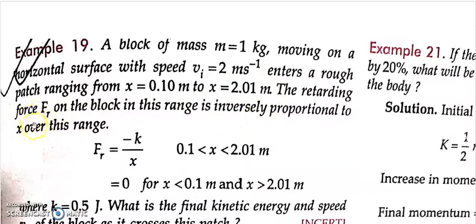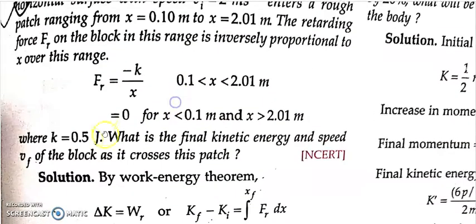The retarding force on the block in this patch is minus k by x. Outside this range, the force is zero, that is, if x is less than 0.1 meter or x greater than 2.01 meter, the force is 0. Here k is a constant and k is given. What is the final kinetic energy and speed of the block as it crosses this patch?